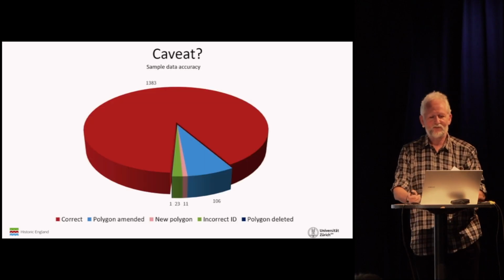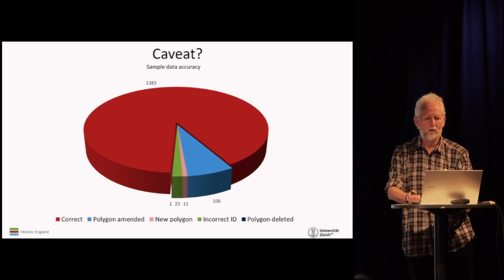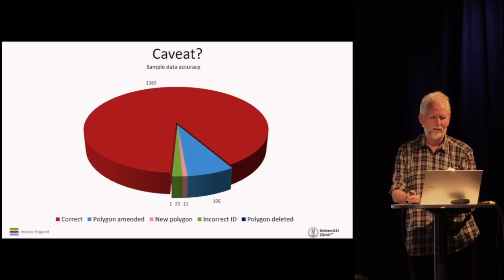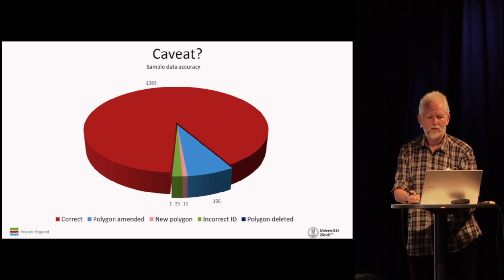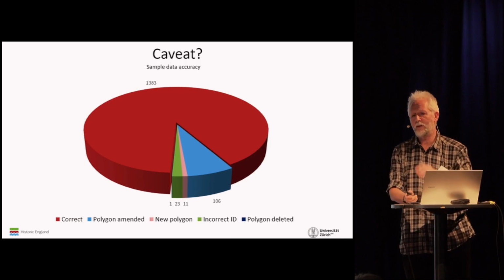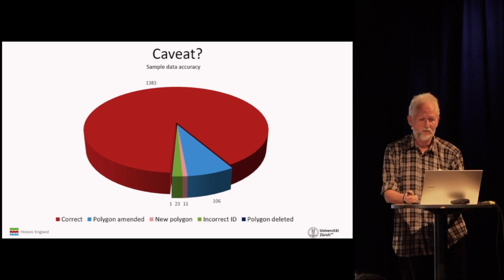The point is that of those 1,200, 1,500 odd sites, almost 1,400 were correct. A small number were needed to have the polygon amended. One was completely deleted because it lay within a polygon that already existed, and 23 had the incorrect ID.